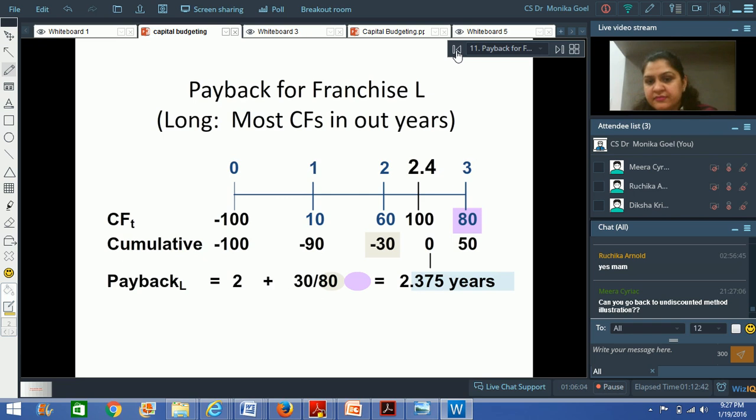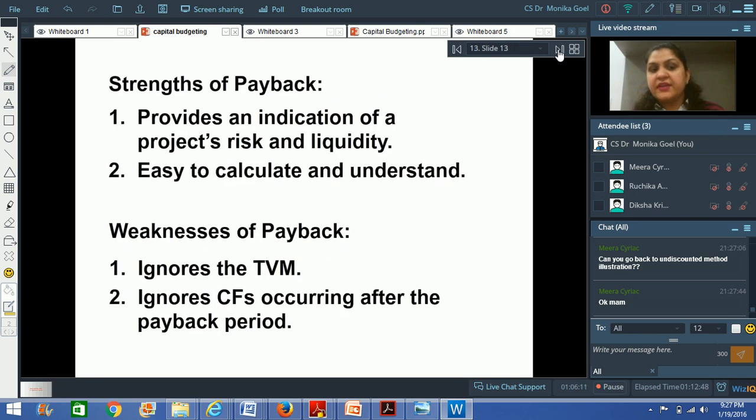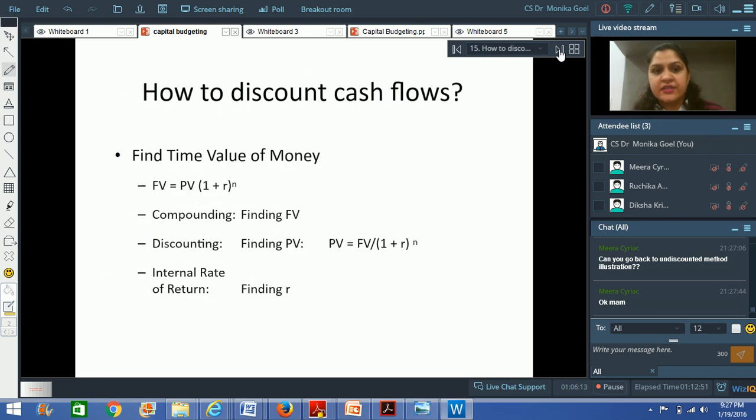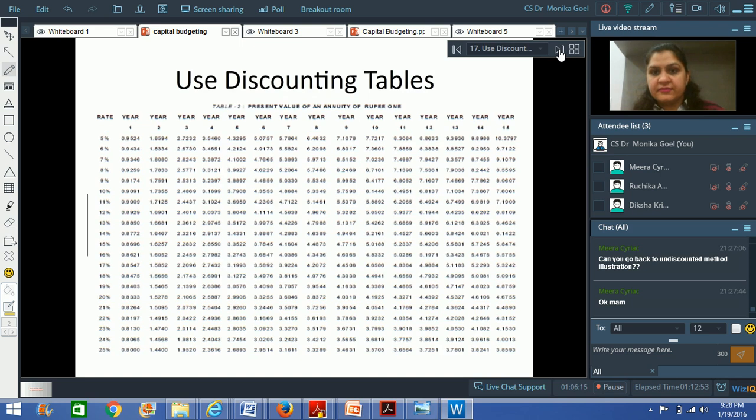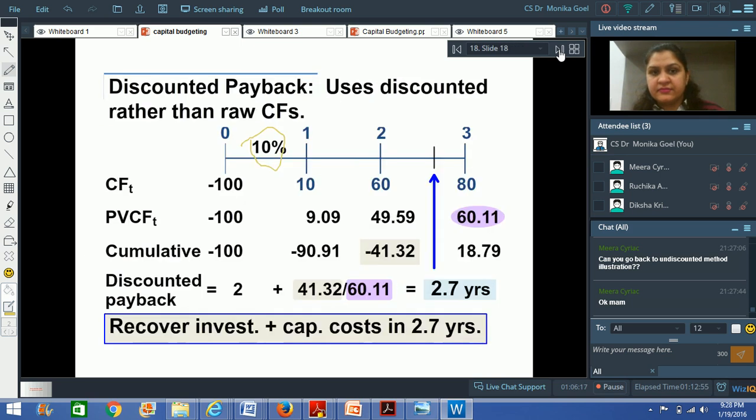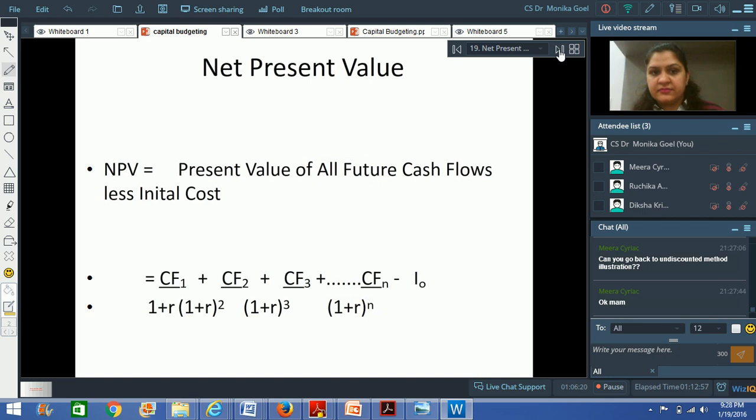Here it is. We had not discounted them at 10%. We had simply taken the figures, absolute figures. Here we are discounting them because we want to see the present value of the money that we would be getting after a particular period of time. Right? Definitely by discounting it, our period is going to increase.